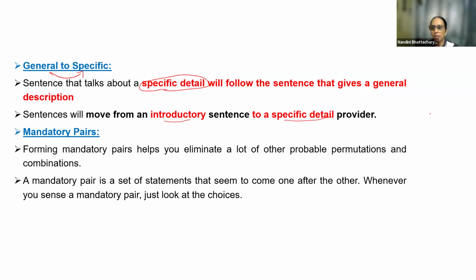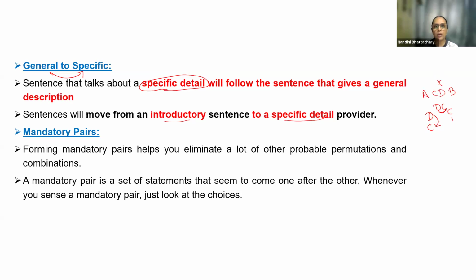So maybe your mandatory pair is D and C in this order. Now if an option has, say, A, C, D, B, you know D and C should come together. So what do you do? Eliminate. So mandatory pairs will give you the order of sentences or the combination of sentences that come together. And if you have decided on D and C as a mandatory pair in this order, you can eliminate other options which don't have D and C coming together.